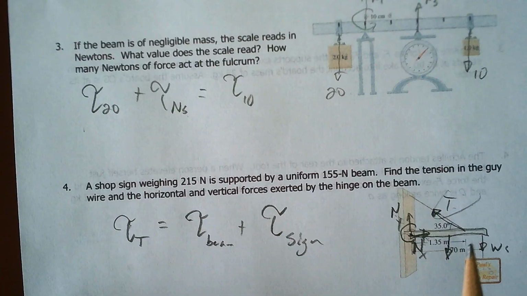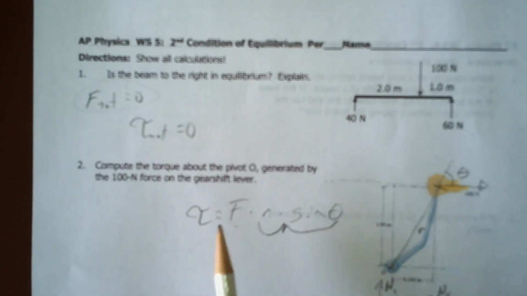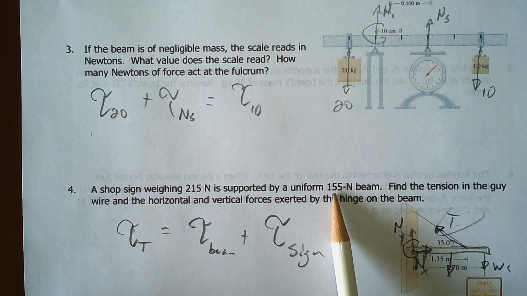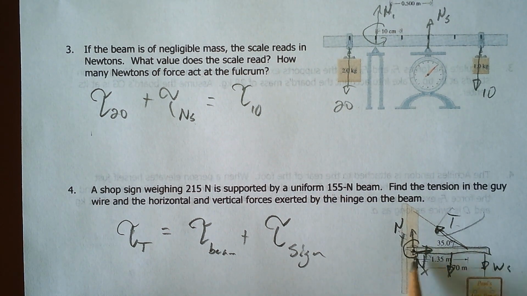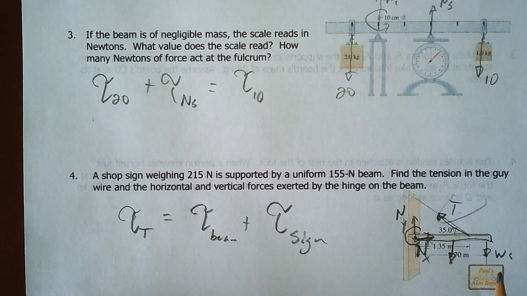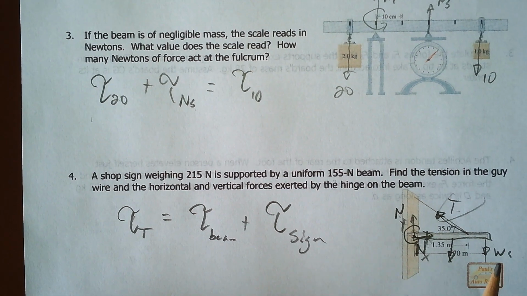So the torque from the tension would be the tension times the distance away, which they say is 1.35, times the sine of 35, because remember torque is force times distance times sine of the angle. And that's going to be equal to the weight of the beam, which is 1.55, times half the length of this, which I think is 0.85, times the sine of 90, plus the weight of the sign itself, which is 215, times the distance away, which is 1.7, times the sine of 90, and then solve it for the tension. Okay.